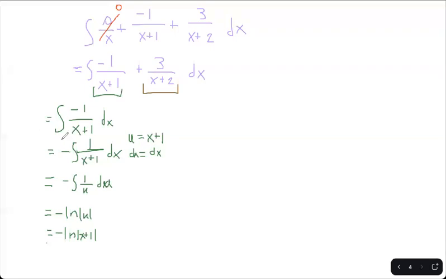Now, what about the second part? The integral of 3 over x plus 2 dx. Right, so like I said, take out the constant, 3, and outside is 1 over x plus 2. Okay, same idea.